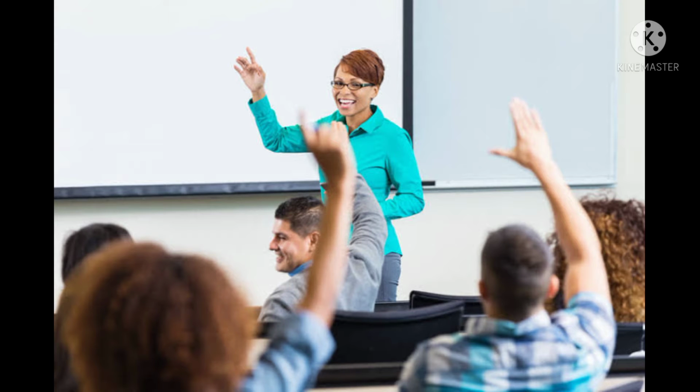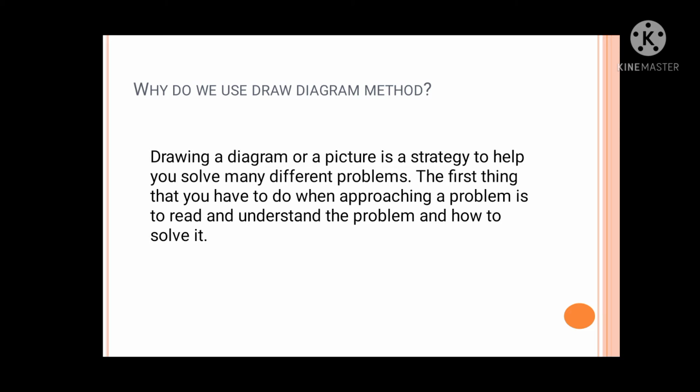Mathematical diagrams can support students to represent a situation and assist in finding a solution to a problem. Teachers can scaffold students' use of a diagram to solve a problem by asking, "Can we draw a diagram?" Why do we need a draw diagram method, or why do we use draw diagram method? Drawing a diagram or a picture is a strategy to help you solve many different problems.